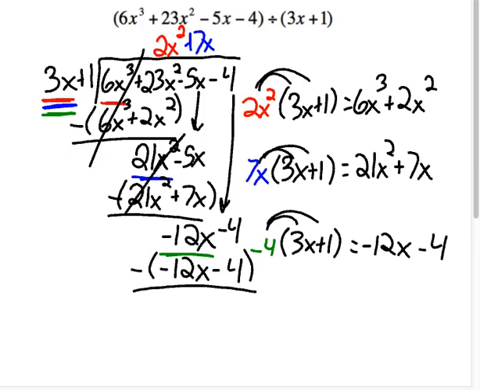Subtract it off to see how close we got. Negative 12x minus negative 12x cancels just like we want it to. Negative 4 minus a negative 4 cancels also. So here's actually another case where I have no remainder. Okay, that remainder is 0. So that means the answer, what I'm left with, is legitimately this polynomial right here.